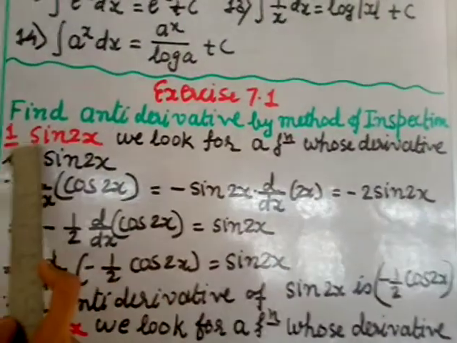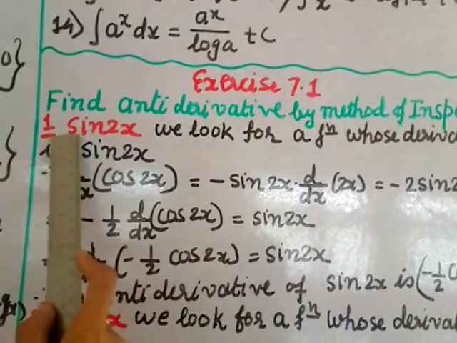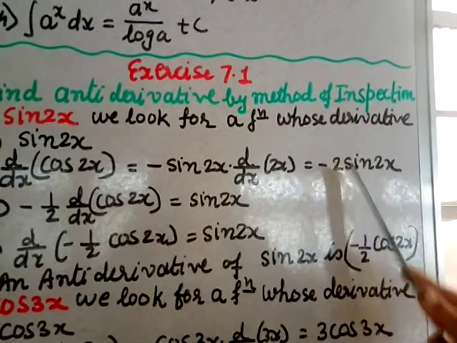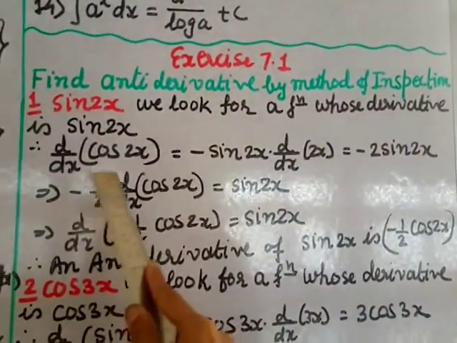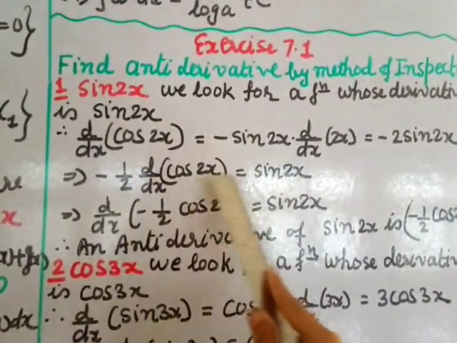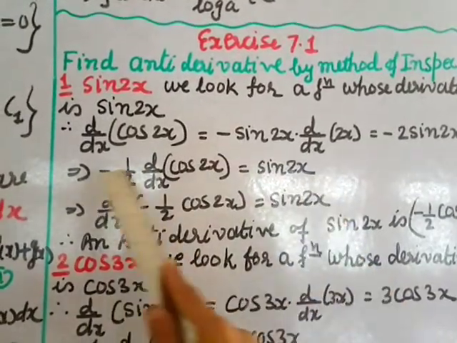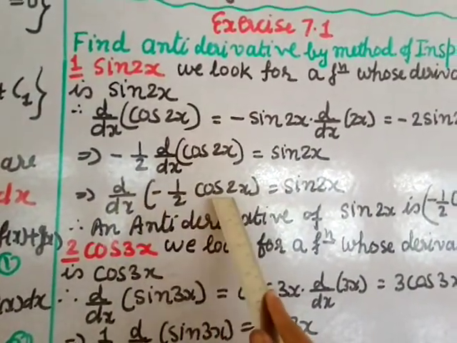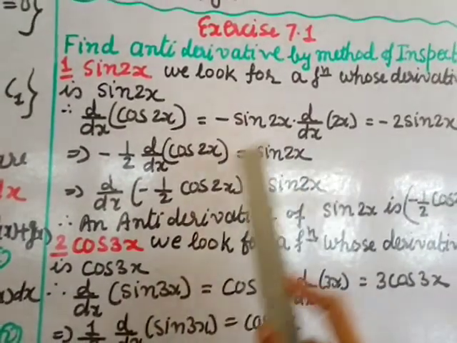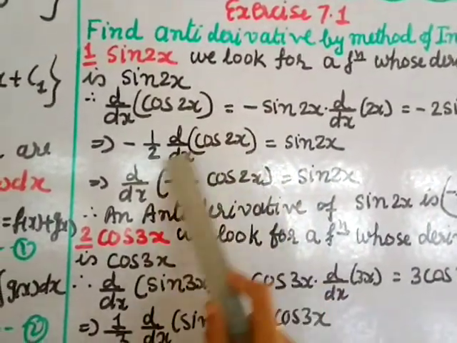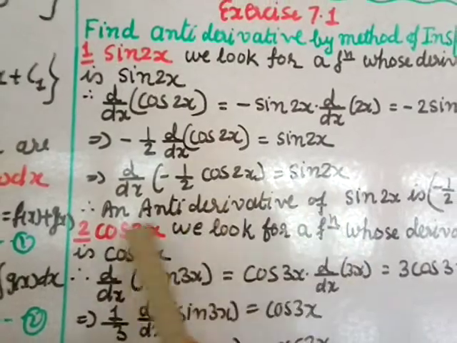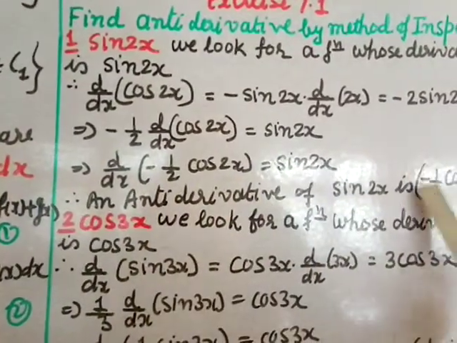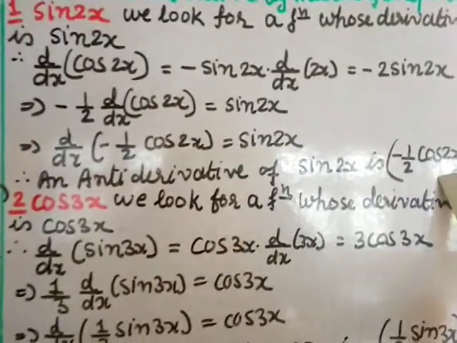Now you are going to find the antiderivative of sine 2x. I don't need minus 2, so you transfer it to this side, so it becomes minus 1 by 2 d by dx of cos 2x is equal to sine 2x. This minus 1 by 2 you can take inside, so d by dx of minus 1 by 2 cos 2x is equal to sine 2x. Therefore an antiderivative of sine 2x is minus 1 by 2 cos 2x.